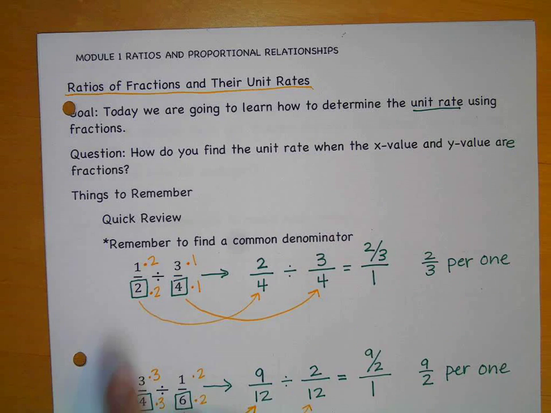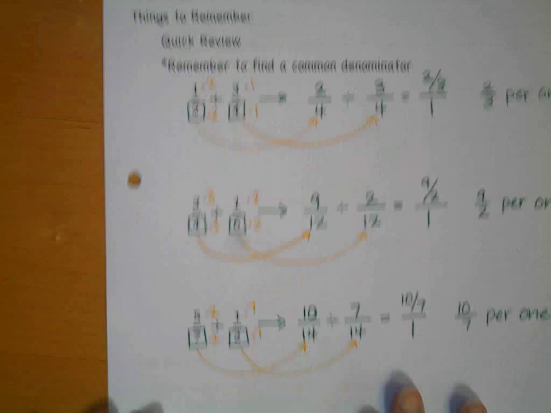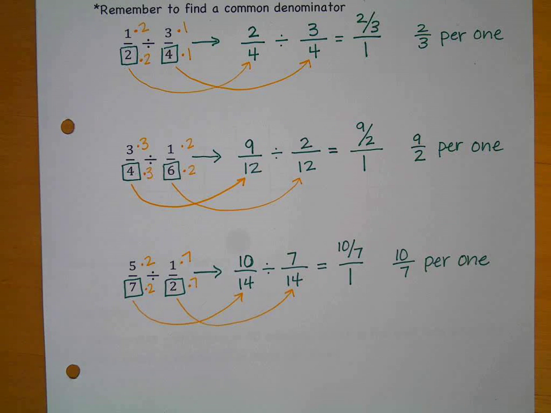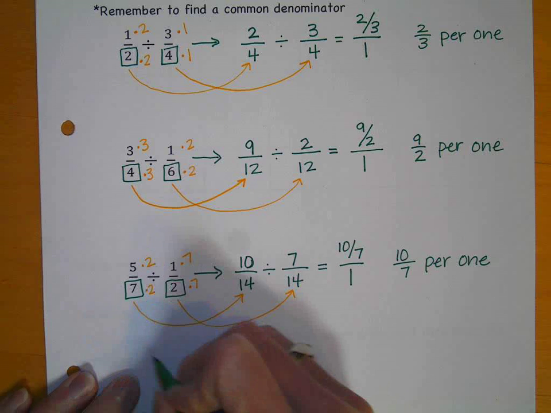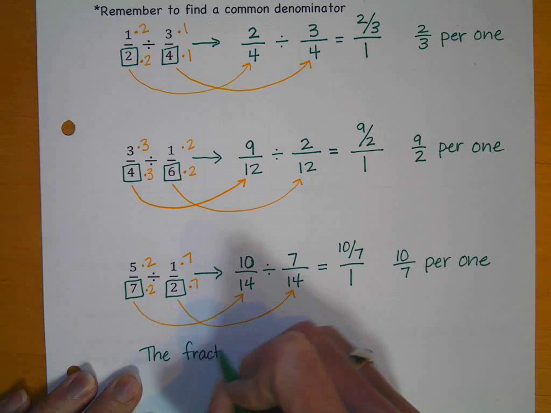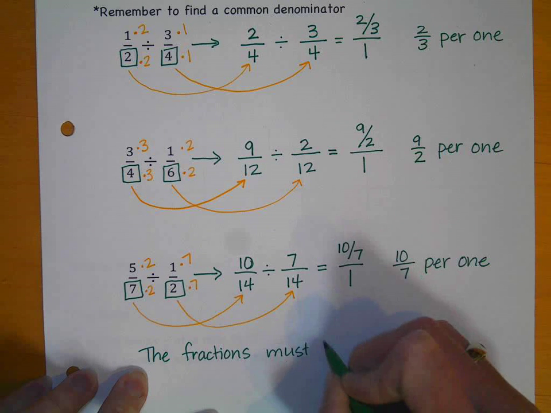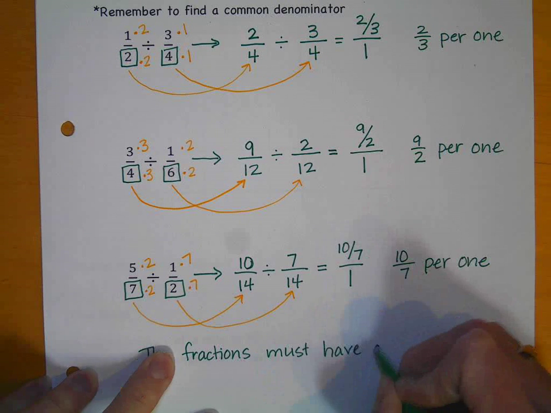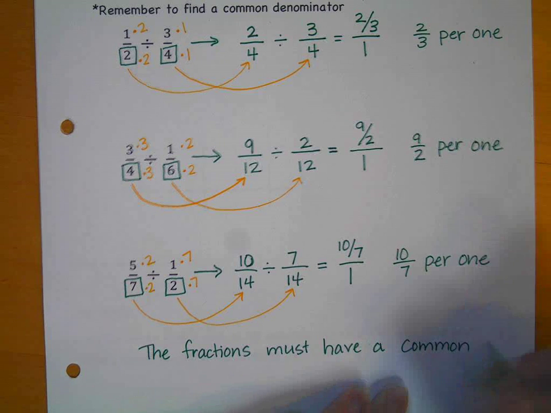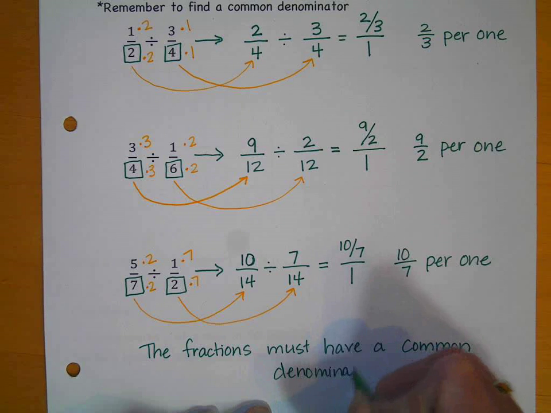How do you find the unit rate when the x value and the y value are fractions? Well, I just showed you. So the number one thing to remember when you're trying to find unit rates when you have fractions is they must have a common denominator.